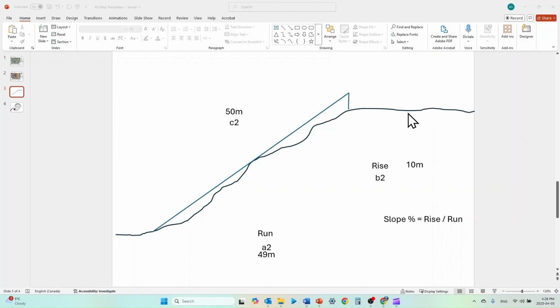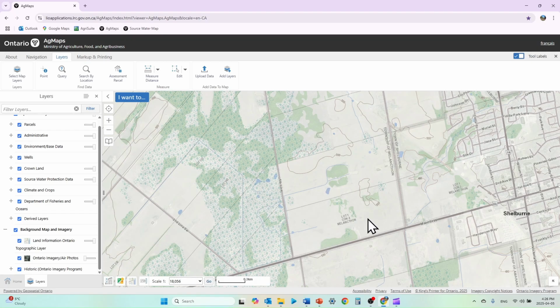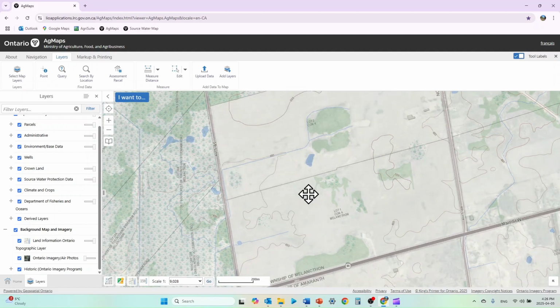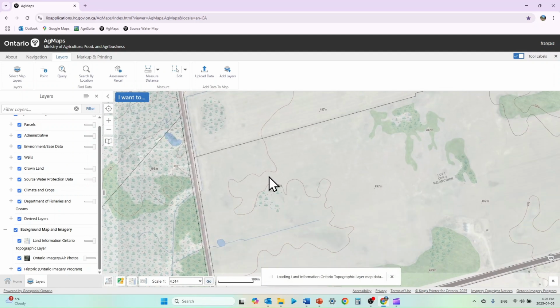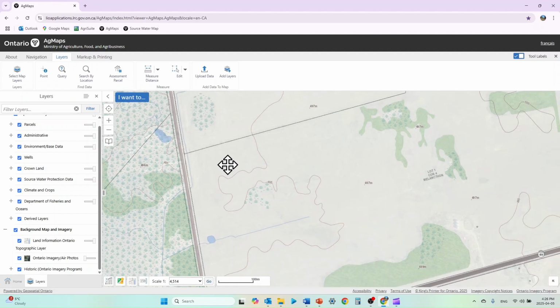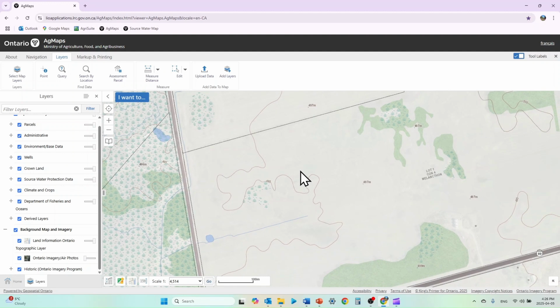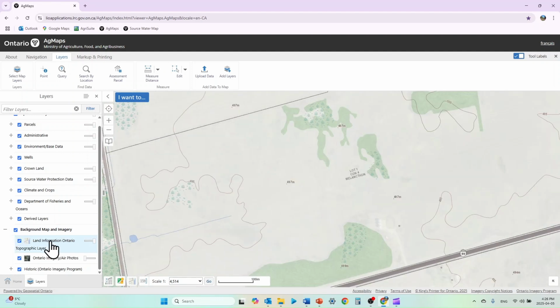So what does that look like in the map? We can actually use our ag map to find similar rise over run measurements. This is the third and final method. I would always caution against this method because these are a tool, but accuracy is always better in the field.